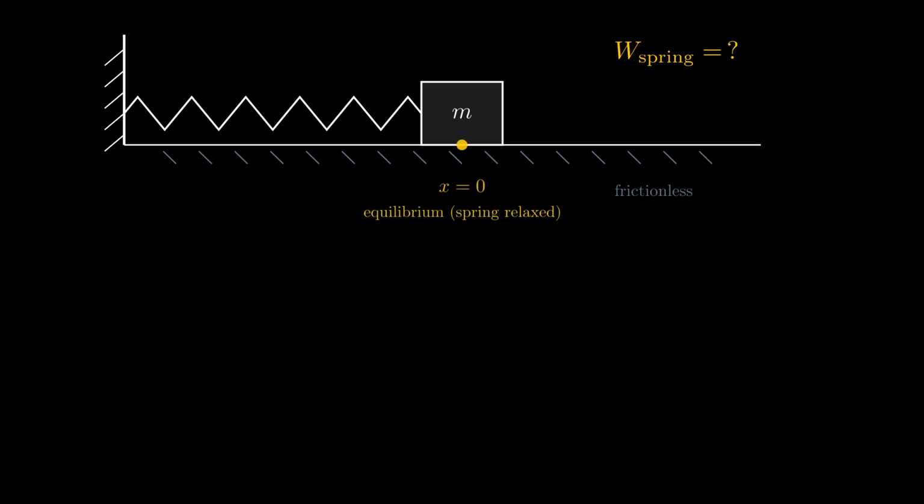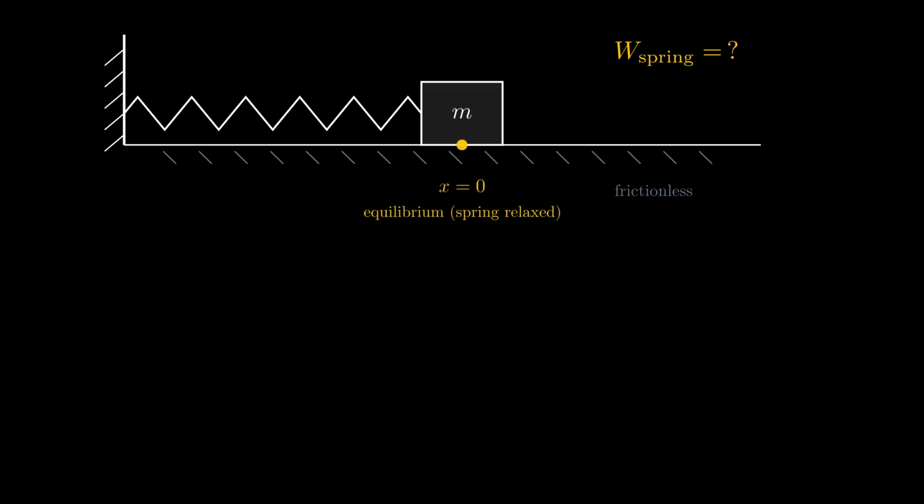Second worked example, and this time the force genuinely varies with position. A spring rests on a frictionless horizontal surface. One end is fixed to a wall, the other end attaches to a body of mass m. Find the work done by the spring force as the body moves from an initial position to a final position. The coordinate choice does the heavy lifting, so set it up carefully.